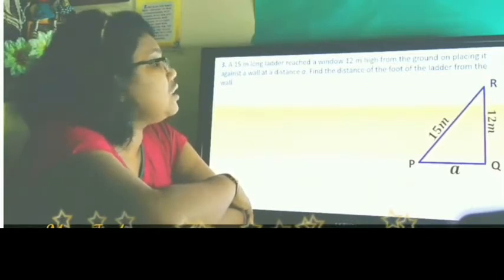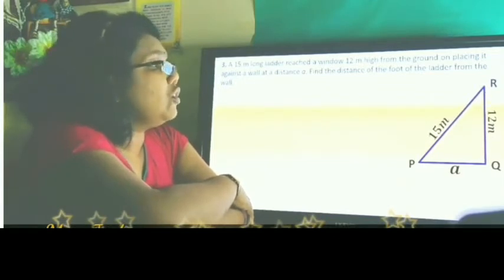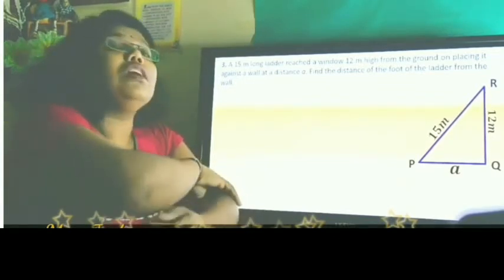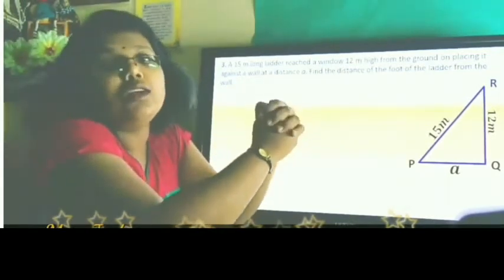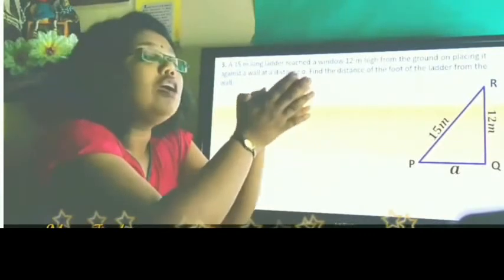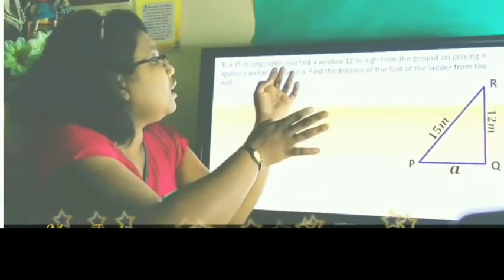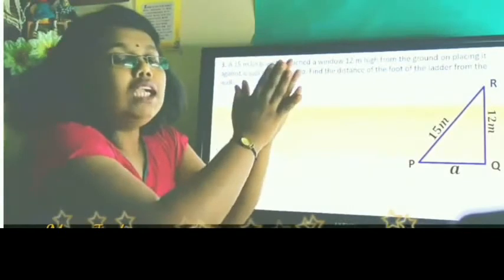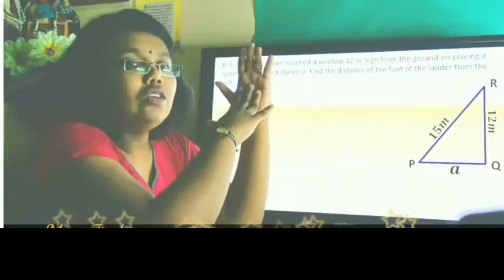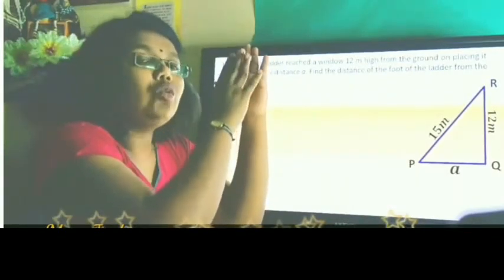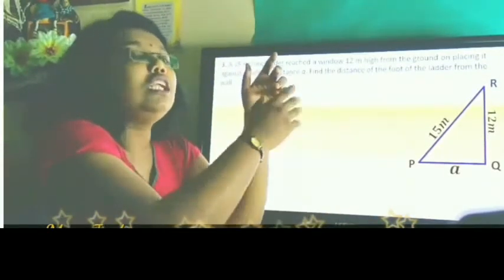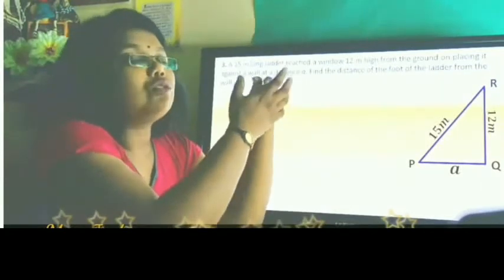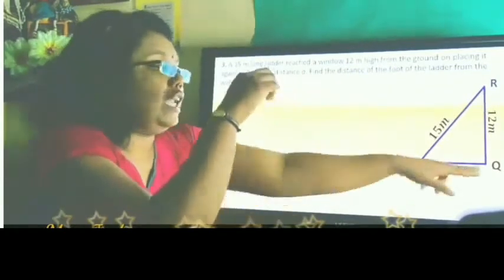against a wall at a distance A. Find the distance of the foot of the ladder from the wall. Now this is the representation of how we could use Pythagoras theorem in our regular day-to-day life. There is a 15-meter long ladder, and ladders are generally slanted on the wall, as we have already seen. So the wall is supposed to be the perpendicular one, and the ground, though you may say that it is bumpy and has a lot of stones, is not a flat line as shown here. That is not the case.